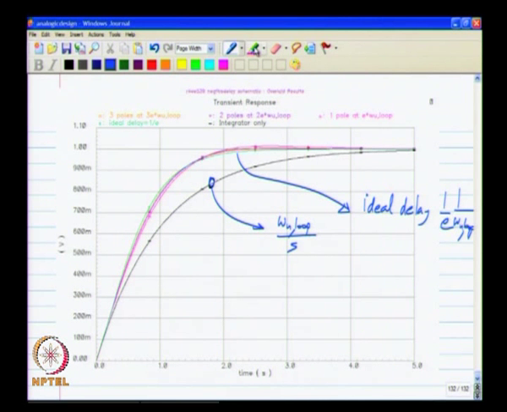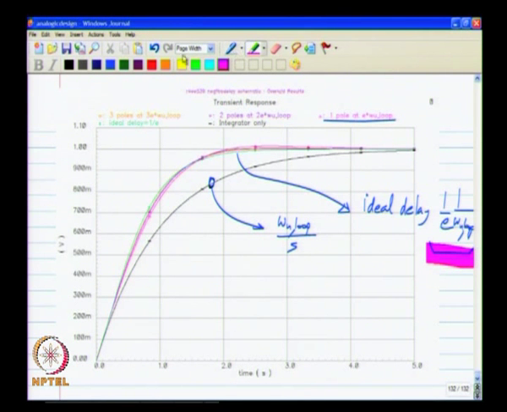Now, what I have done is I have taken one extra pole at E times omega u loop. Roughly speaking, this corresponds to a delay of 1 by E times 1 over omega u loop, basically the same delay as in this case. And you see that while the response is not exactly the same, it is the pink curve here, it is in the same range. And as you go to higher order systems, when you have 2 poles at 2E times omega u loop, each one corresponds to a delay of 1 over 2E times 1 over omega u loop. So, the two of them combined form a delay of 1 over E times 1 over omega u loop, again the same value as this.